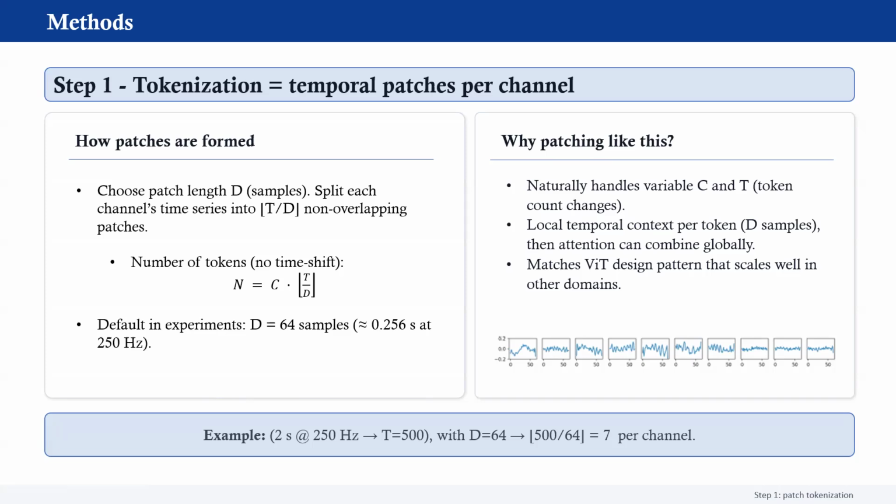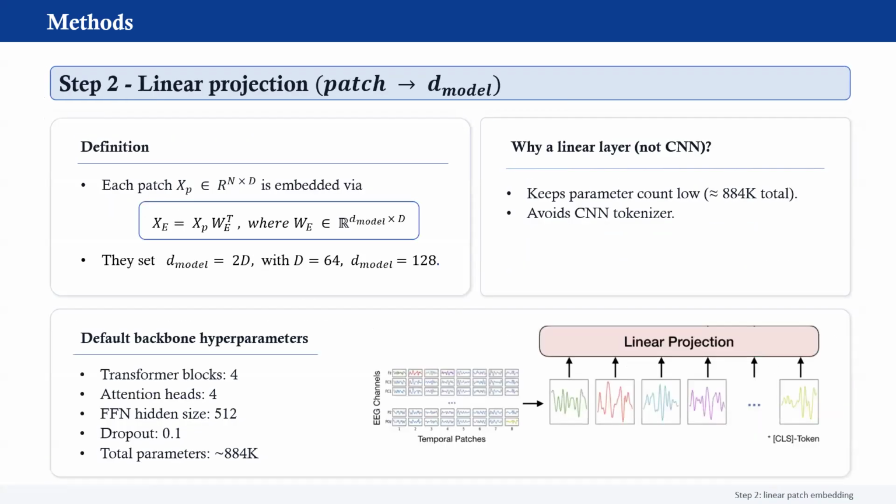So they have not really made it clear how they have exactly done this flattening, but my assumption, and what would make sense to me, would be to do it in a channel major way. So you do all the patches for the first channel, all the patches for the second, and so on. Okay. So the next step is the linear projection.